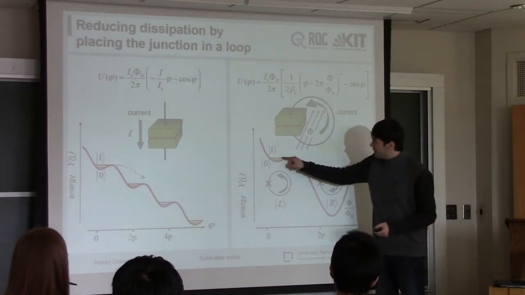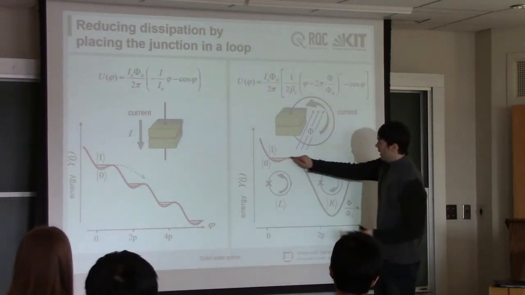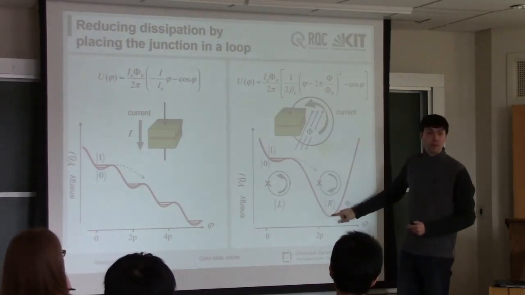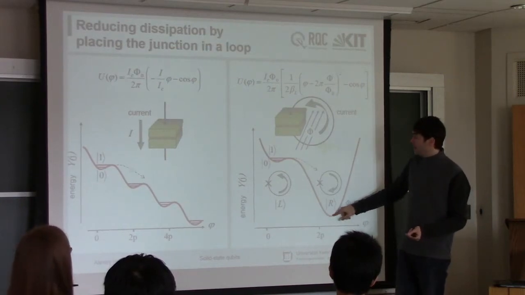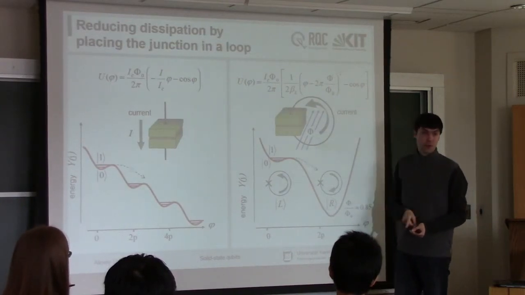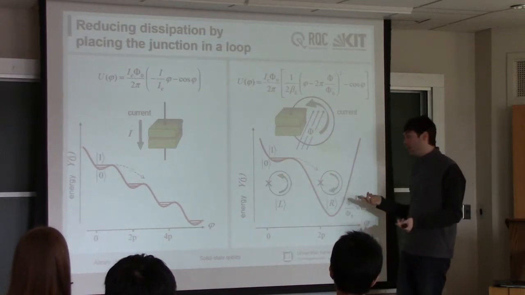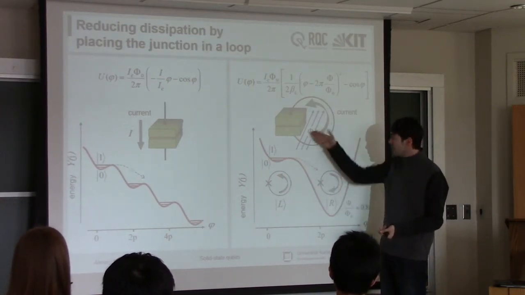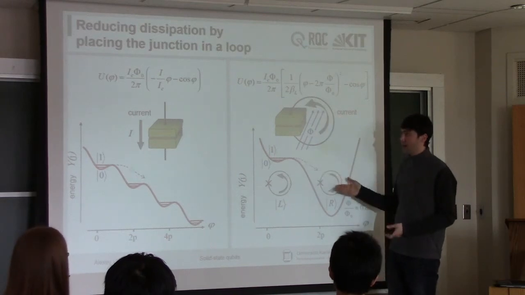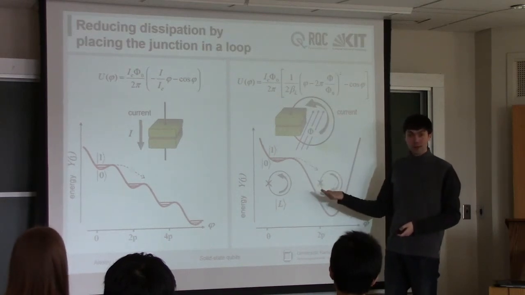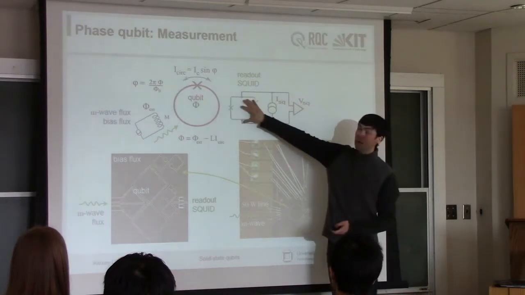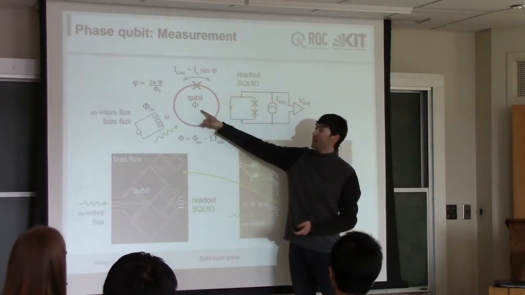So when you're in the excited state here and you nudge it and you escape, you just go here. And what all that does is it flips the direction of flux through this loop from left to right. So all you have to do now is detect whether the flux in this loop is left or right. And that you know how to do. From flux qubits, you build a readout SQUID and measure the magnetic field here.